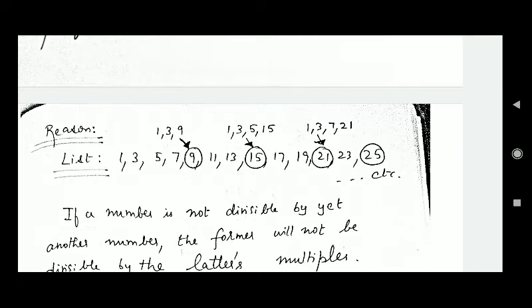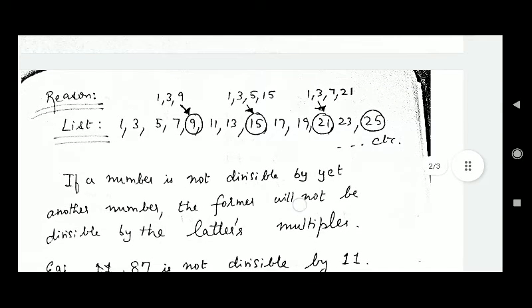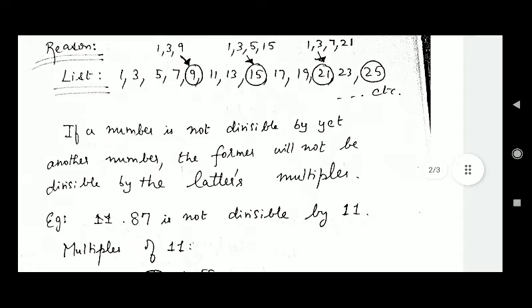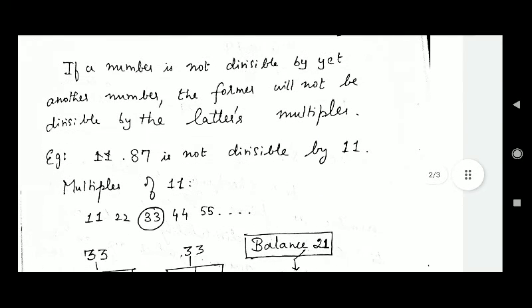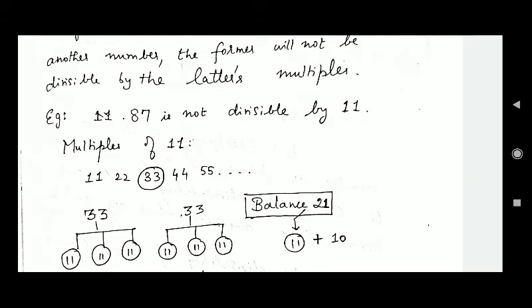Similarly, when a number is not divisible by either 3 or 5, it is definitely not going to be divisible by 15. So, if a number is not divisible by a certain number, it will not be divisible by its multiples. For example, 87 is not divisible by 11, which is quite obvious. So any of the multiples of 11 will also not divide 87.